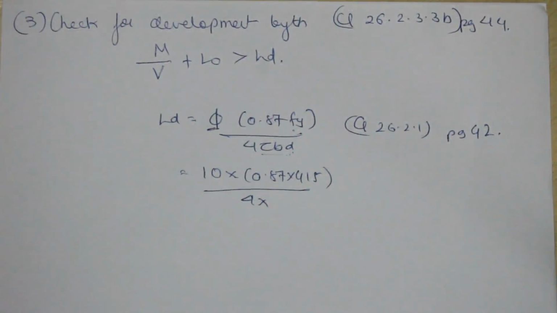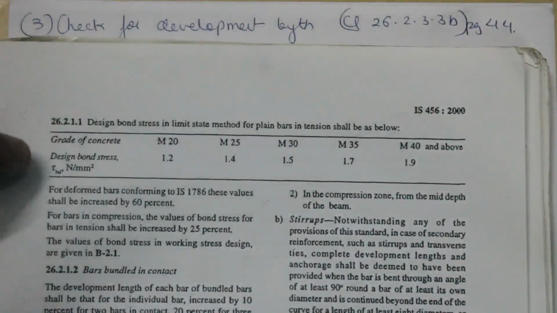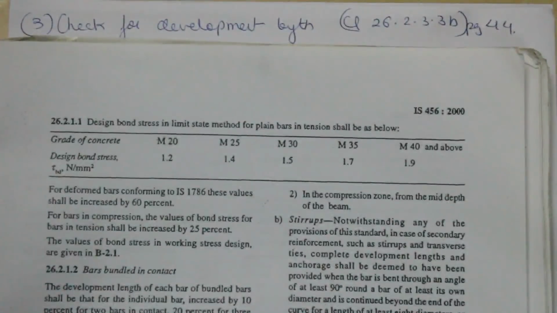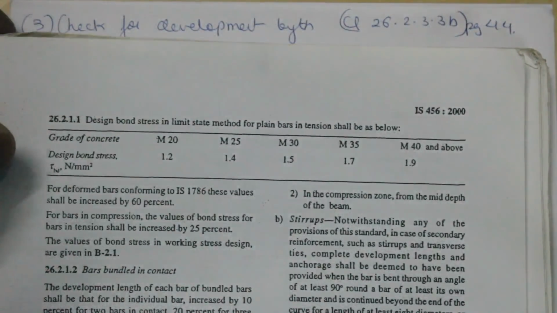Now tau BD is found from the table which is given in the IS code on page number 43. So this is the table. The grades of concrete are given here, and this is the bond stress given in the second line. Now for M20 grade of concrete, it is 1.2, so we will choose tau BD as 1.2.